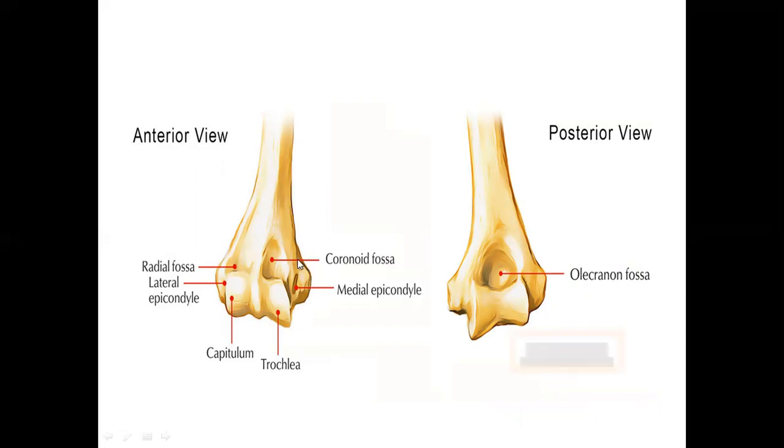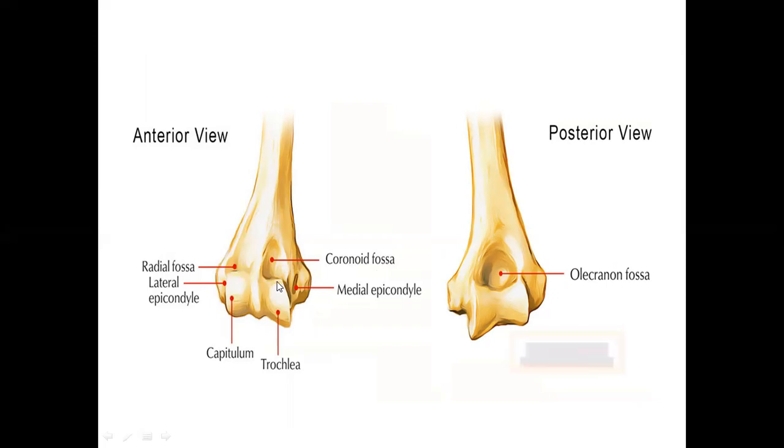Medially, you are finding a projection, that is the medial epicondyle. Laterally, you are finding a projection, you call it the lateral epicondyle. These are non-articular. They do not take part in the formation of the elbow joint. Whereas you are finding a pulley-shaped structure, that is the trochlea, and an elevated cap-like structure, that is the capitulum. The area above the trochlea is the coronoid fossa. The area above the capitulum is the radial fossa.